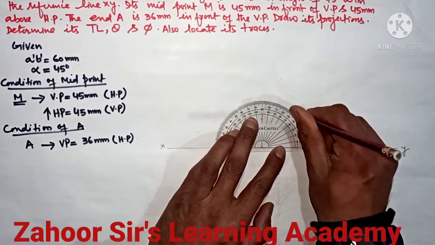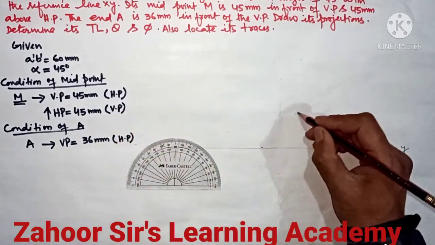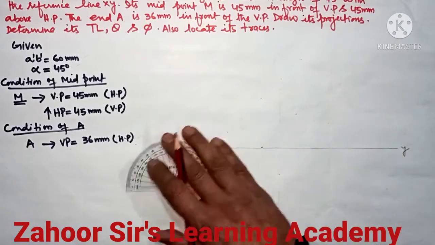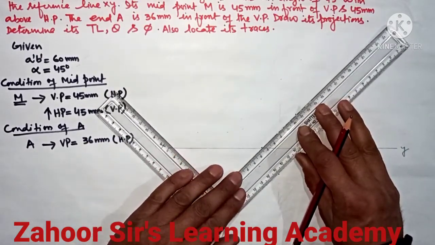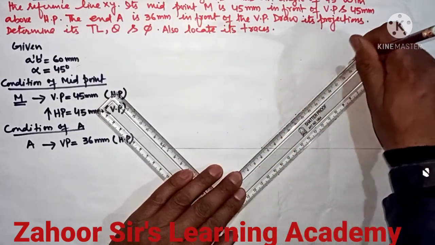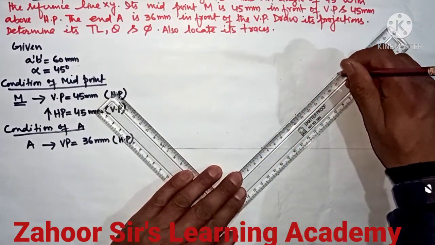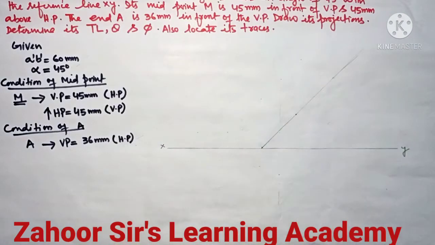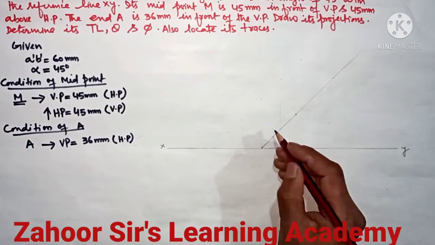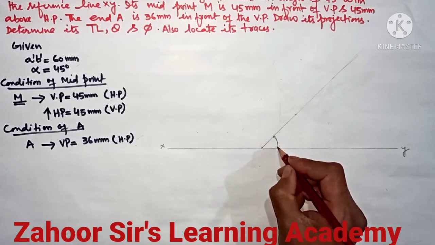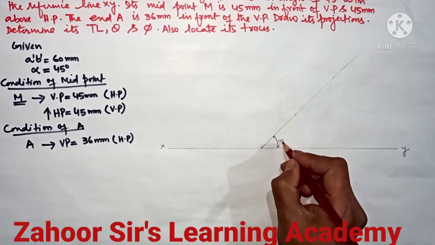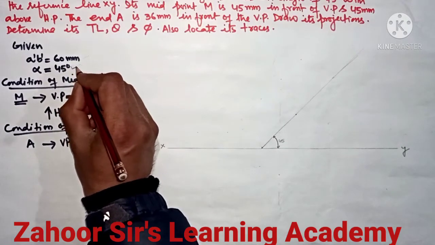So this is the 45 degrees. So I will join these 2 points with a thin line. I have joined these 2 points with a thin line. So this angle here is my 45 degrees. This is the first thing. So I have utilized this.